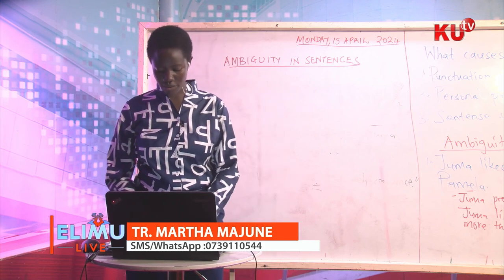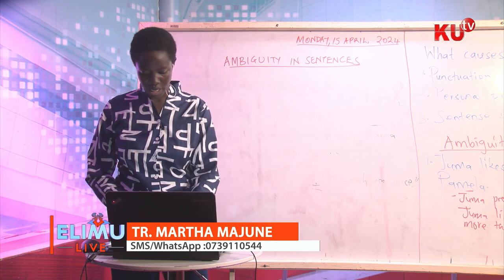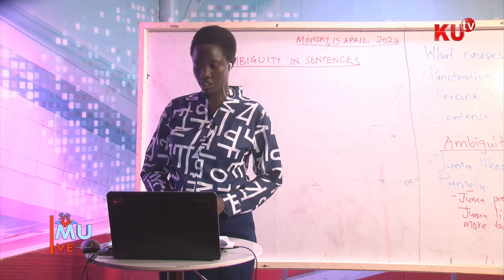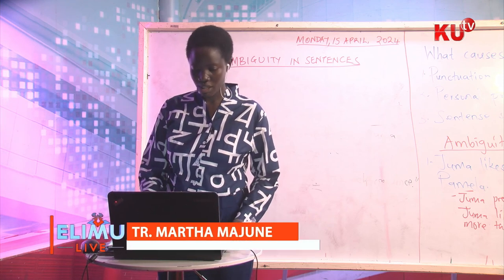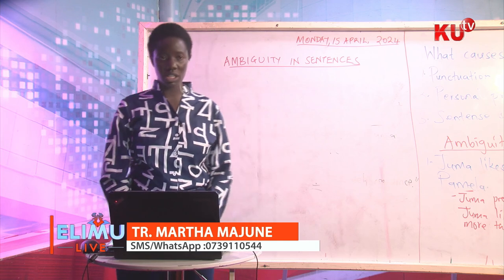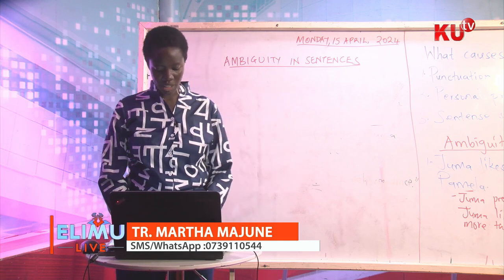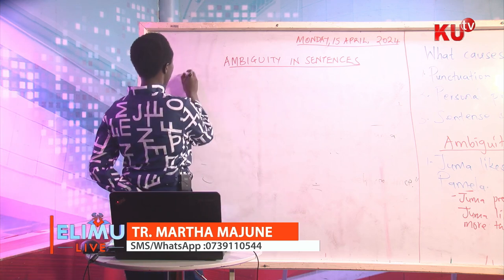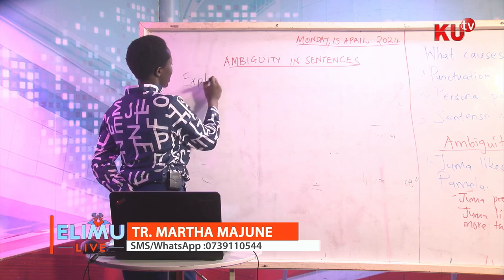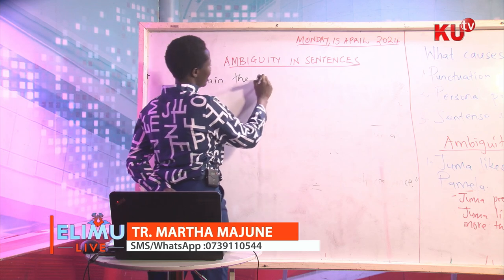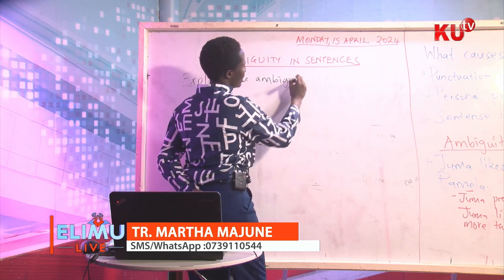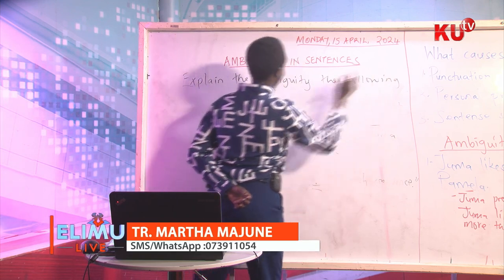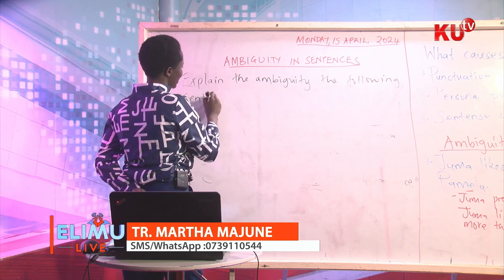So the first question here, explain the ambiguity in the following sentences. So this is the exercise. Our third objective was you attempt the exercise given. So explain the ambiguity in the following sentences.